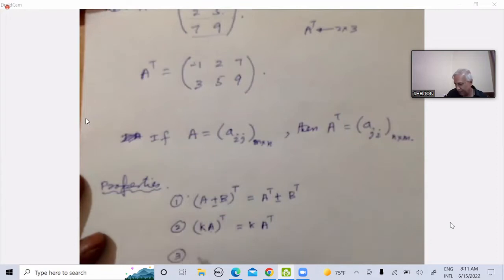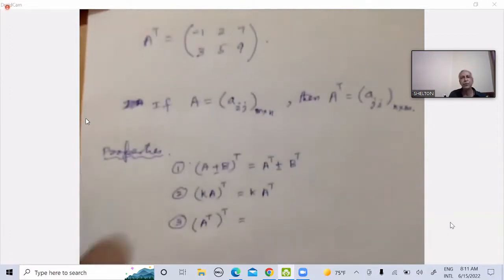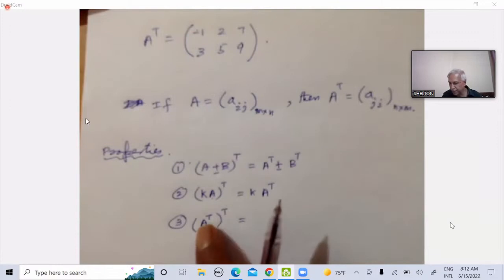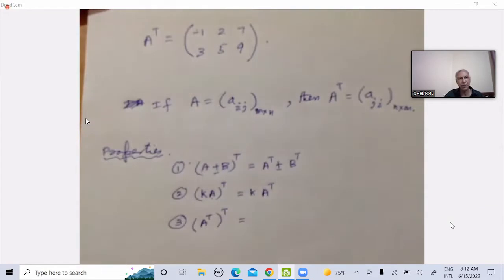Anyway, we'll complete it and say (A transpose) transpose. Can somebody guess what it is? What do you do when you take A transpose? You interchange rows and columns. And then again you take the transpose, meaning you again interchange rows and columns. Where would you be after doing it twice?